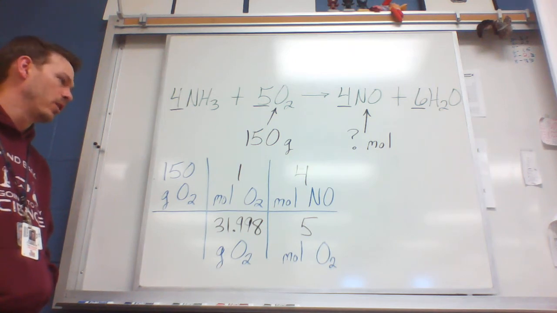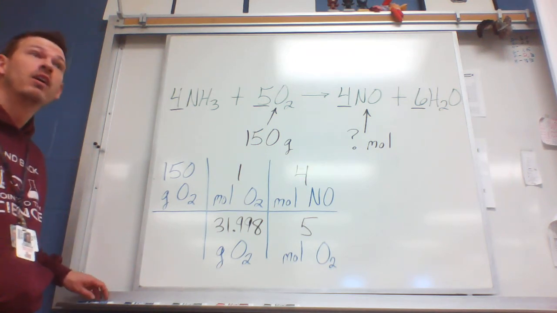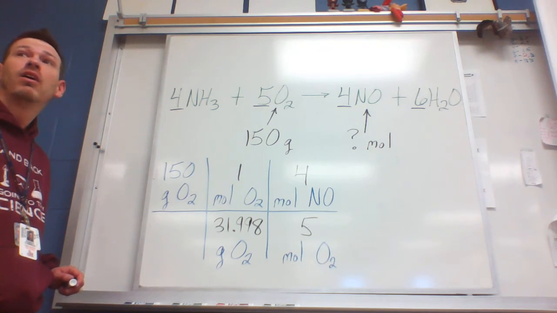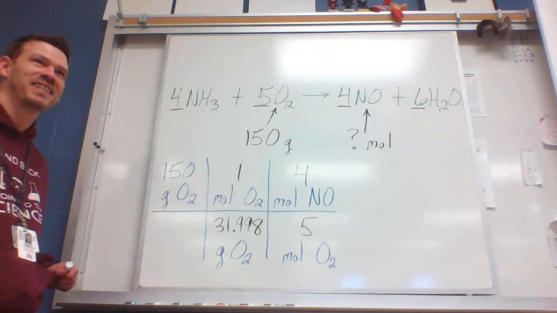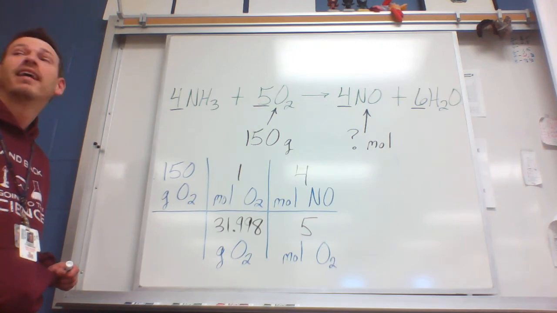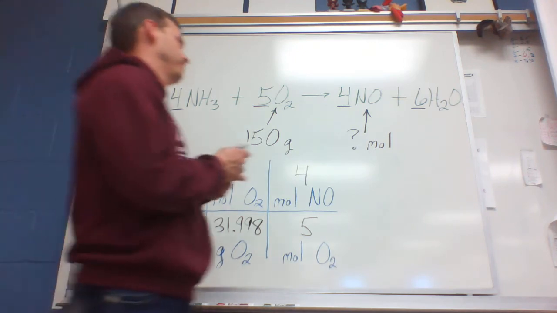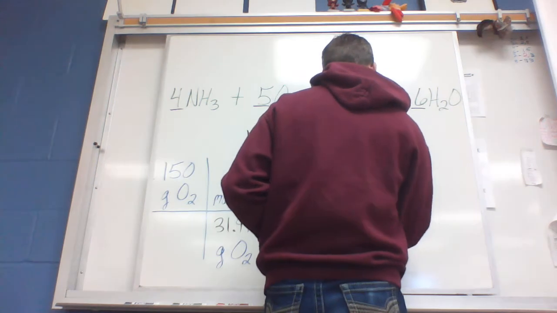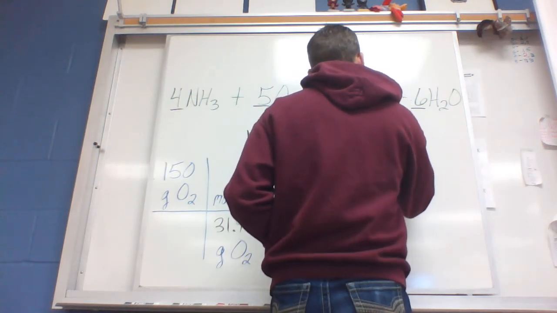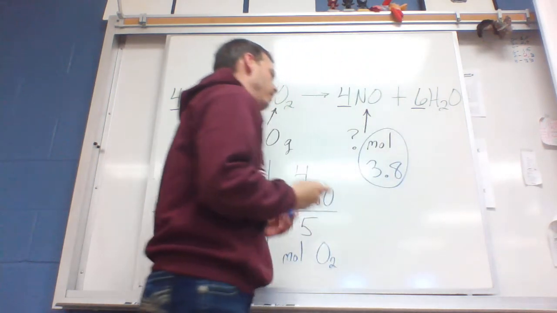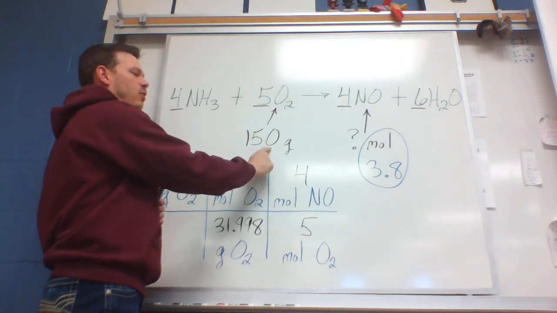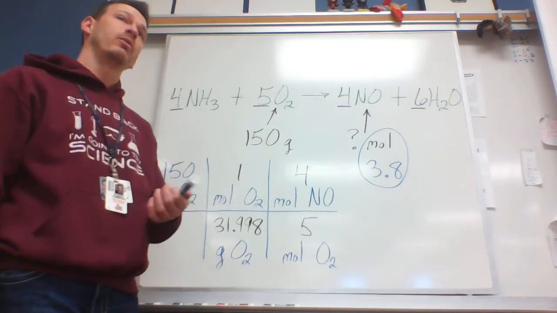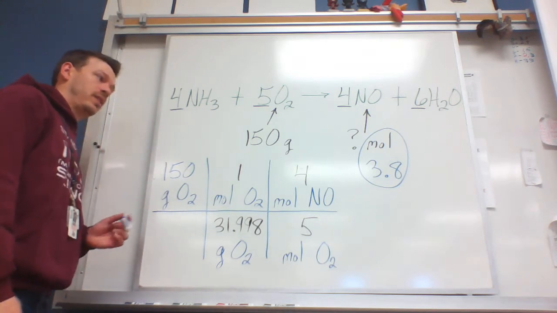Any brave soul want to share their answer with me? Just shout it out. 80.75. Oh, it's too many sig figs. 3.4. That's not enough sig figs. 3.8. I get 3.8. Look, there's only 2 sig figs in my given expression. That 0 is not significant. There's no decimal. So 2 sig figs in your answer.